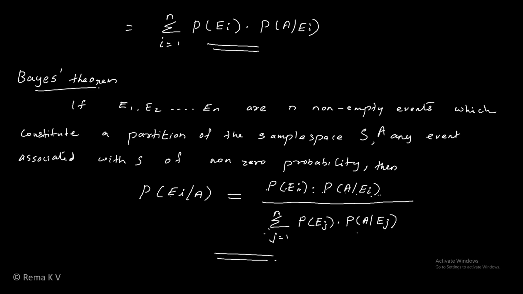While doing problems, it will be clear to you. Okay, just have the statement now. Probability of Ei given A is equal to probability of Ei into probability of A given Ei divided by total probability, sigma j equals 1 to n probability of Ej into probability of A given Ej.